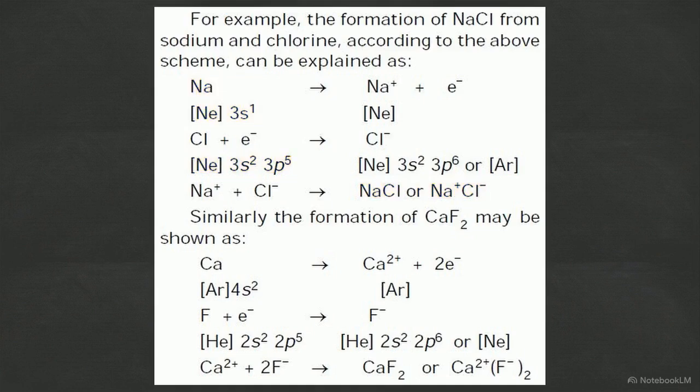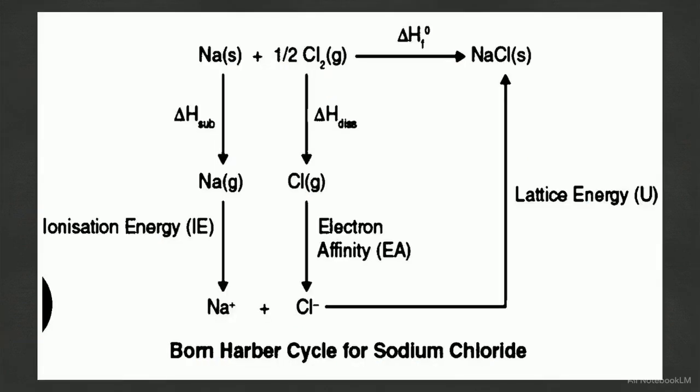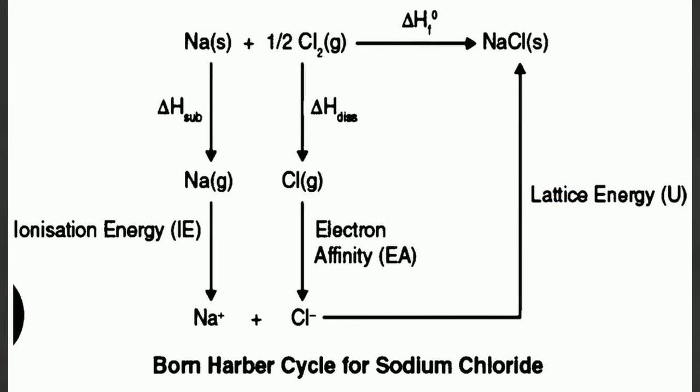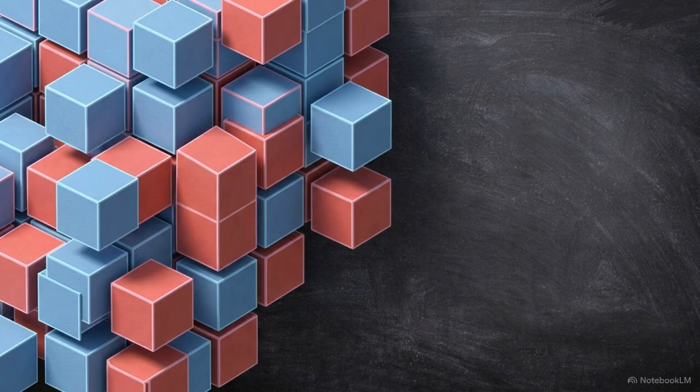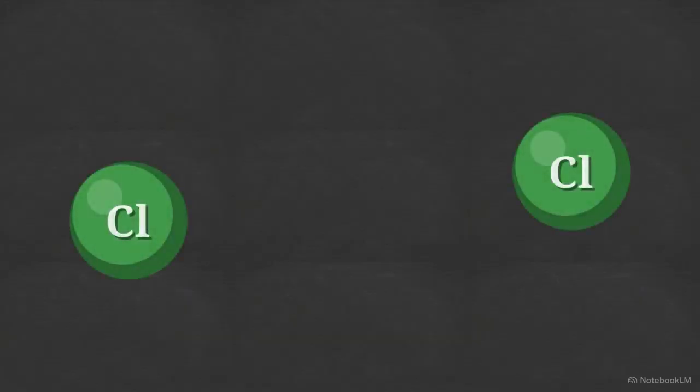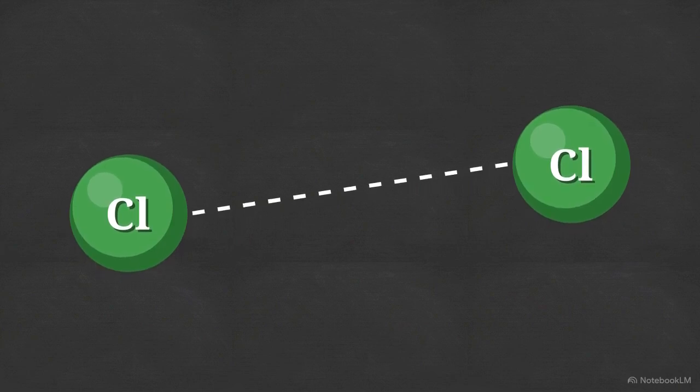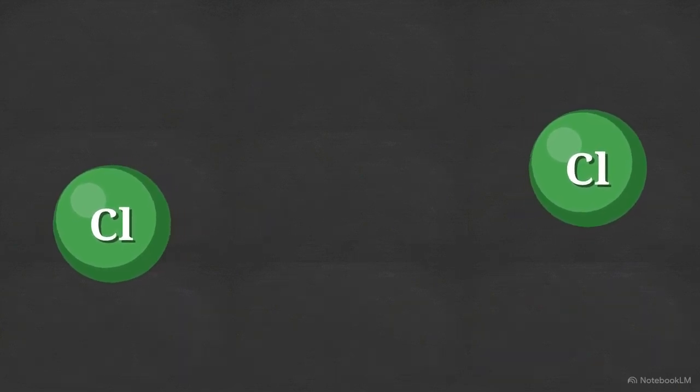Similarly, calcium transfers 2 electrons to fluorine. This is the Born-Haber cycle for sodium chloride. Notice the massive downward arrow labeled lattice energy, U. This represents the immense energy released when millions of oppositely charged ions lock into a vast, rigid crystal grid. While simple electron stealing builds incredibly stable crystal lattices, this model fails to explain how nonmetals bond with each other without a clear giver or taker.